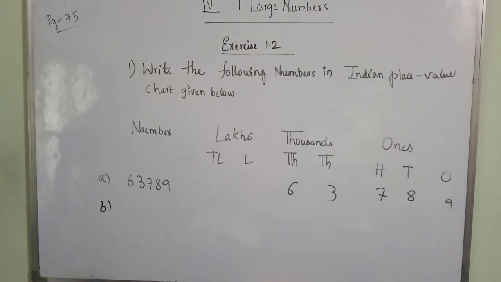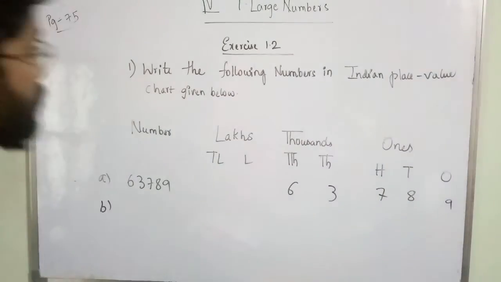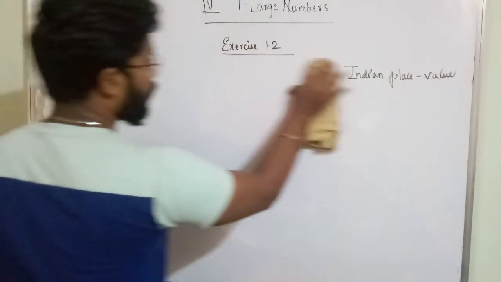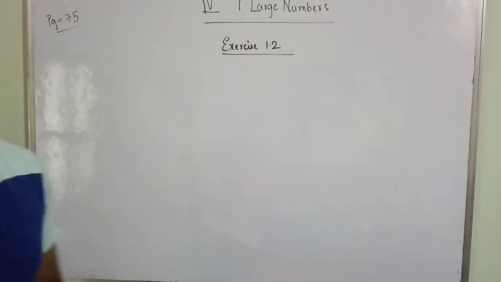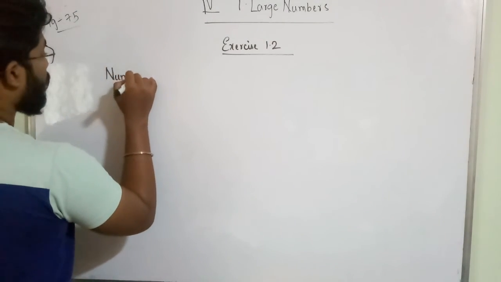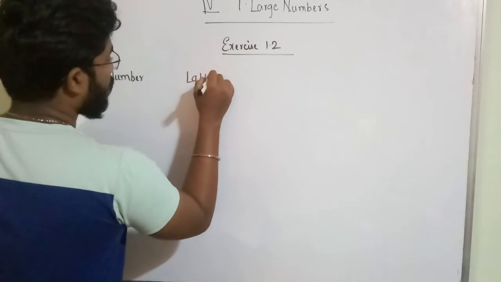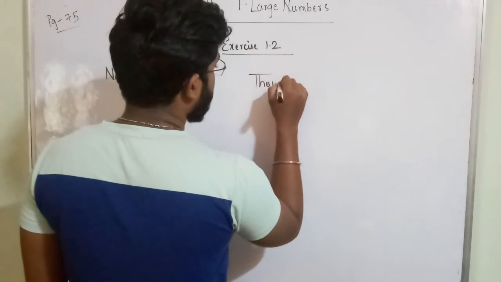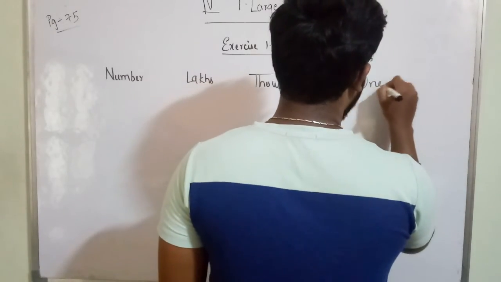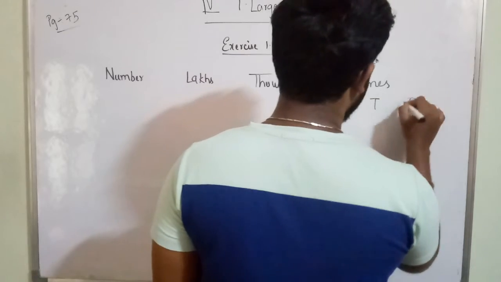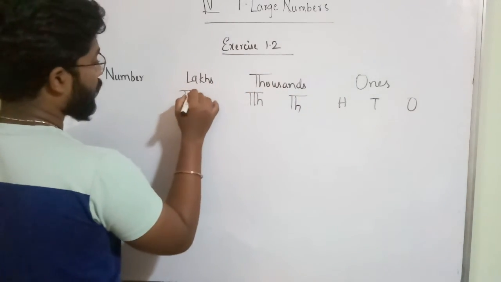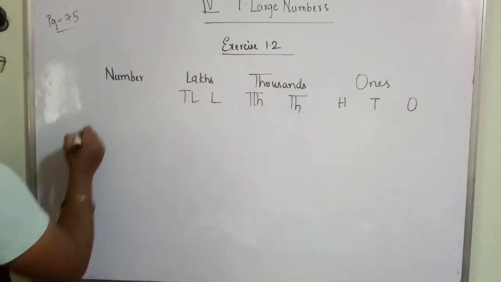Okay, B is what? So let me write this up. Just a minute. First, what you have to do, you have to write in the chart, no? So the heading you have seen. Let me write here: number, lakhs, thousands, ones. In ones you will have hundreds, tens, ones. In thousands you will have 10,000s, thousands. In lakhs we will have 10 lakhs, lakhs. So first one is completed. First one is what?